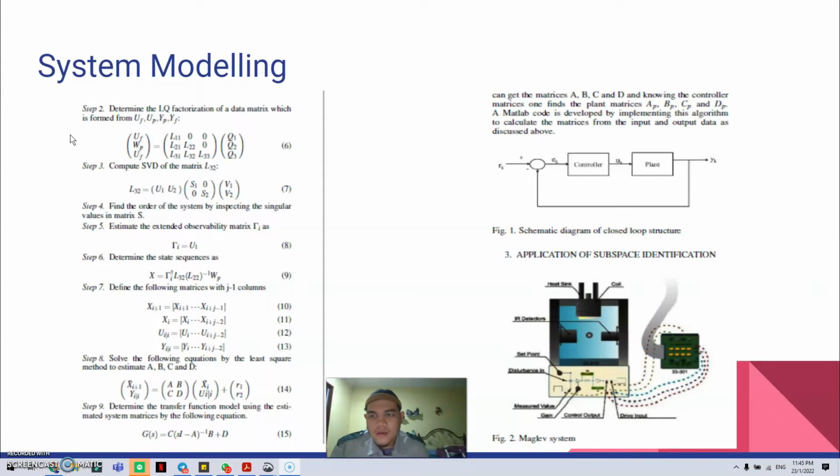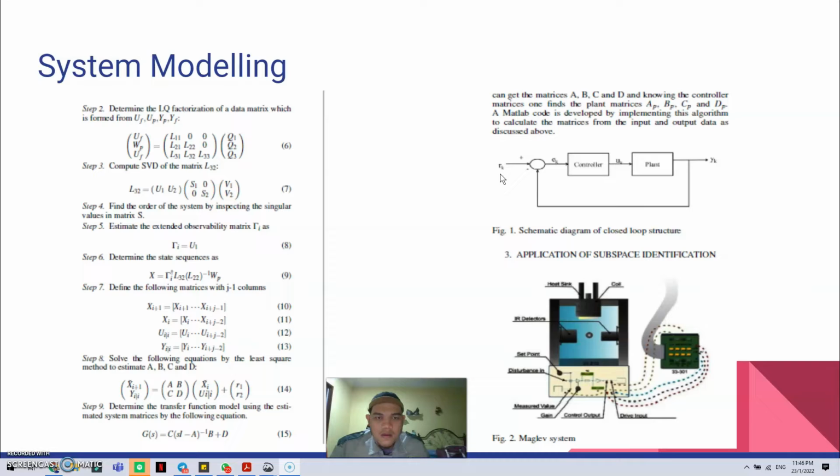There are 9 steps altogether, step 1 to step 9. In this step, we use a matrix form to derive and we get the transfer function. From the matrix form, the transfer function is G(s) equals C (sI minus A) to the power of negative 1, B plus D.